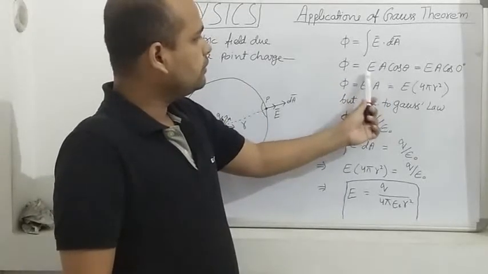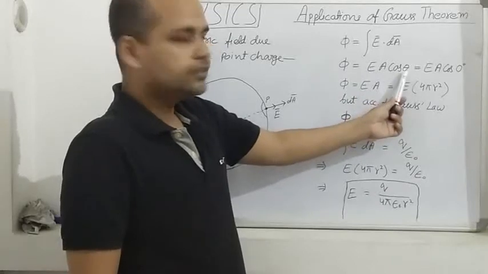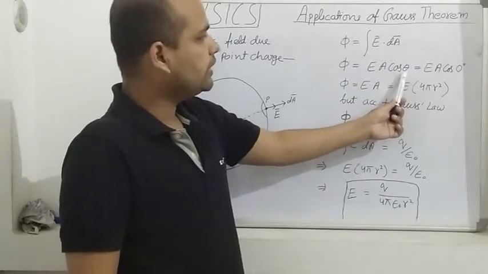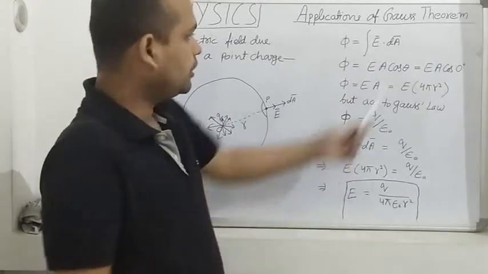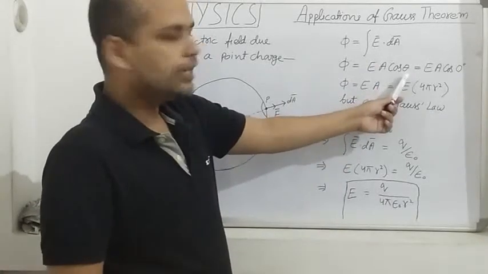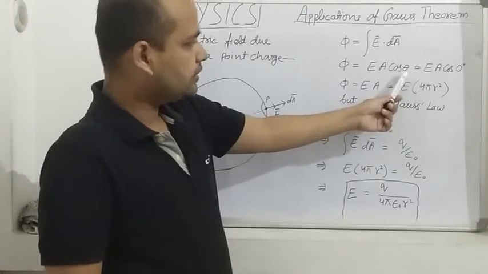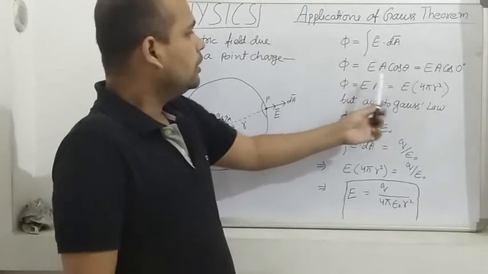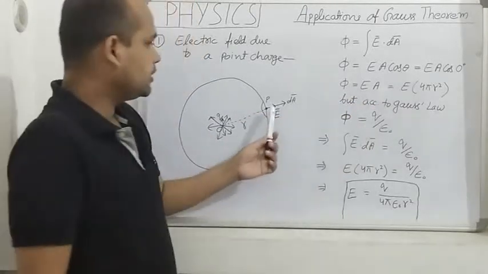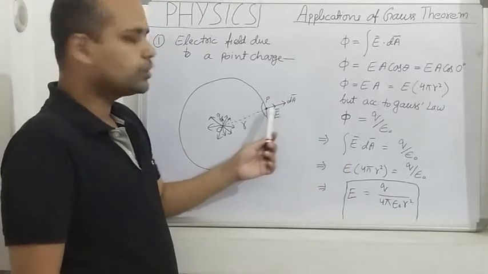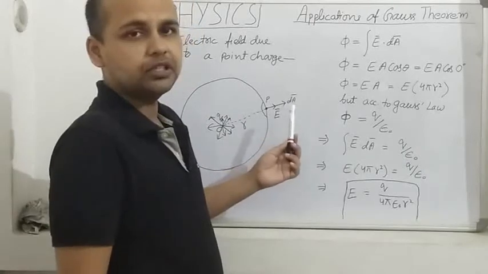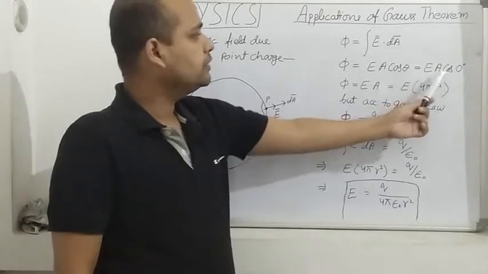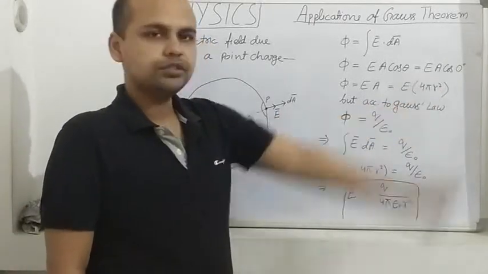So phi will be equal to E A cos theta. Theta will be the angle between the electric field and the area vector. Already I have told you, theta will be the angle between electric field and the area vector. Now you can see, since electric field and the area vector both are coinciding with each other, therefore the angle between them will be 0. So we will write here EA cos 0.